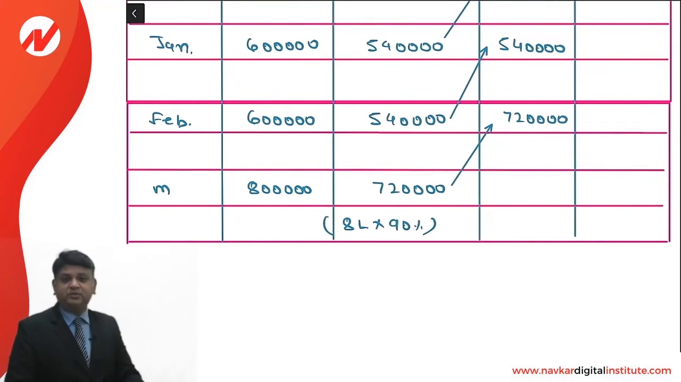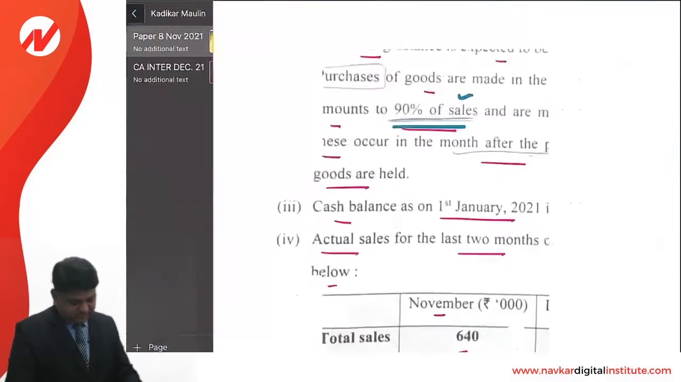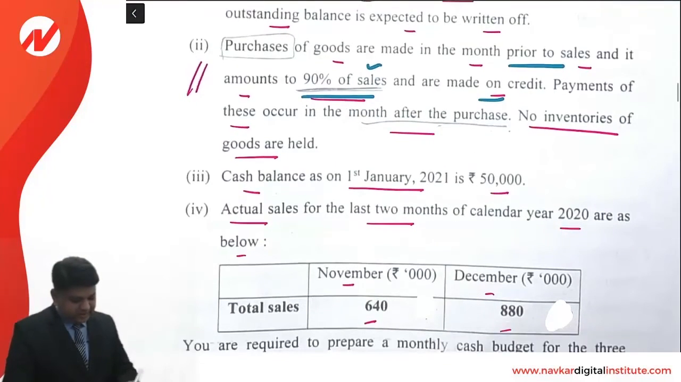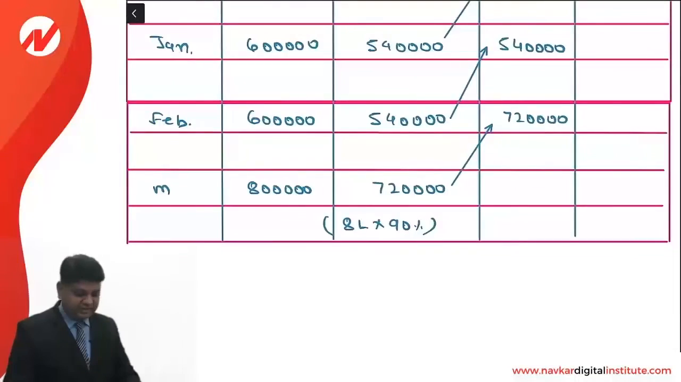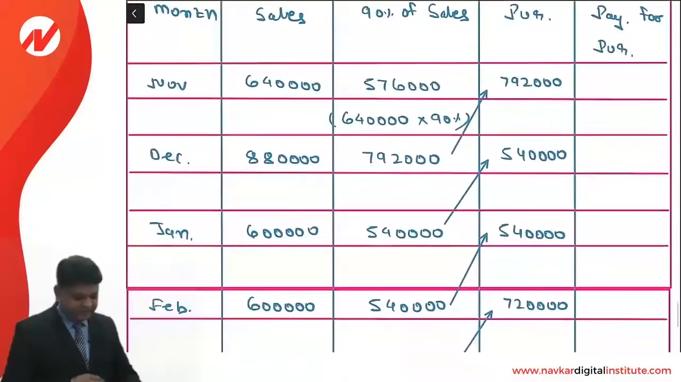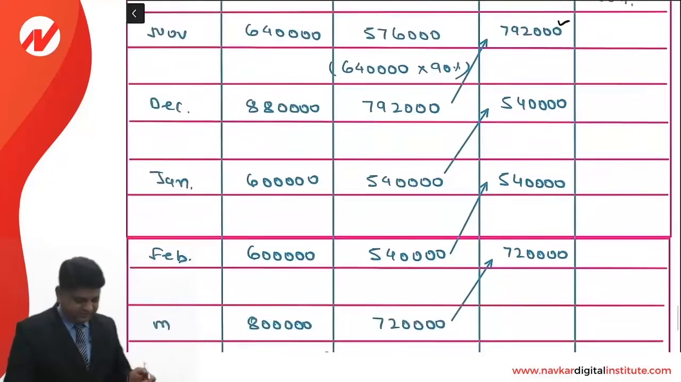The question does not provide the information what is the purchase of March. Definitely friends, it would not be required. That is the reason it has not been given to us. Payment for this occurs in the month after the purchase. It means that we have, in simple language, average payment period of 1 month. Whatever we have purchased in the month of November, that we would have paid in the month of December. So we are ignoring it.